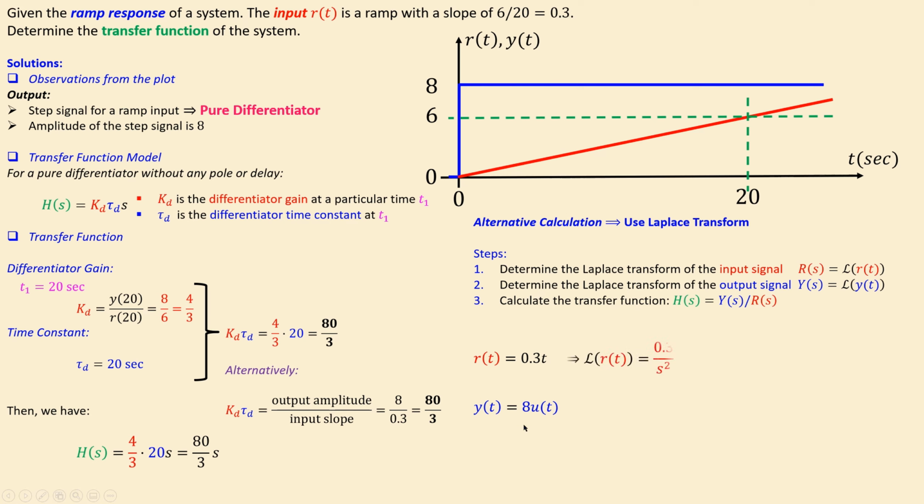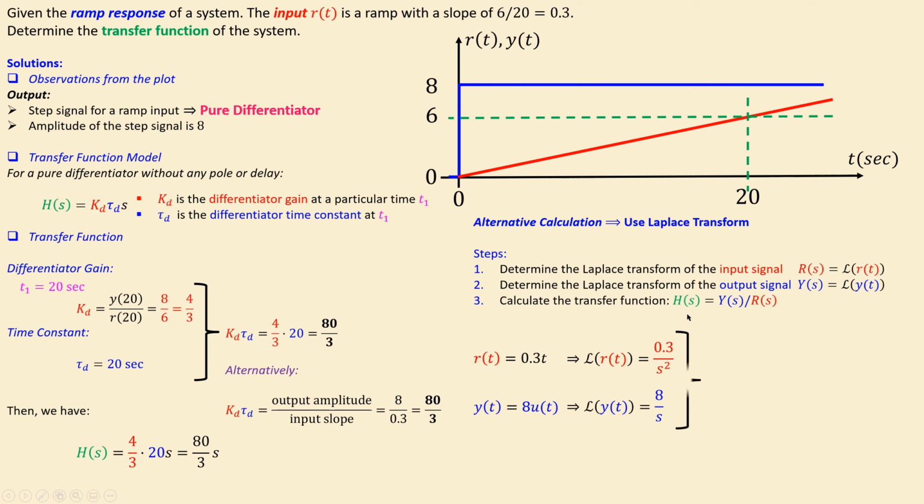Now if you get the Laplace transform for the input, you can look in the table that the t only will give you 1/s squared. Now of course you have a 0.3 here, that will be your amplitude in the numerator, so that's actually 0.3/s squared. The Laplace transform for the output in a similar form, the u(t) only in the Laplace transform table will give you 1/s, and you have now the amplitude that will give you 8 times that 1/s, or 8/s.